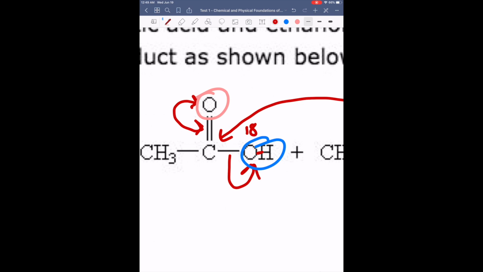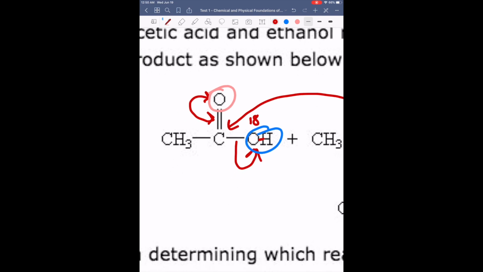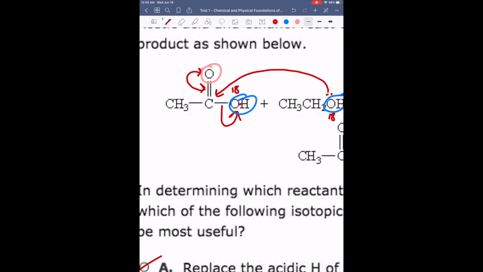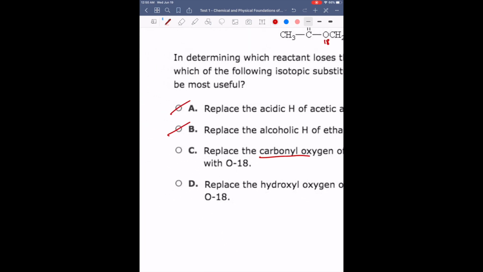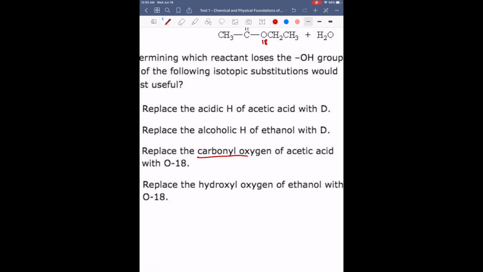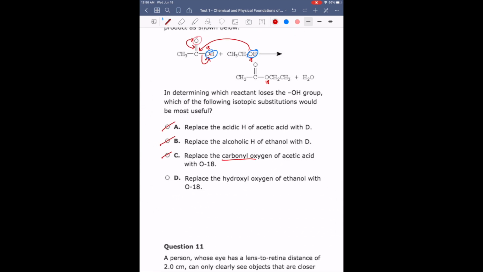If you know the reaction mechanism, you know that this is not the oxygen which is lost. It breaks its double bond, and then immediately the tetrahedral intermediate is going to collapse and the oxygen is going to come back down and form another double bond. So the carbonyl oxygen, we already should know that it's not lost. Therefore, you should replace the hydroxyl oxygen of either the acetic acid or the alcohol. So that's why D is the correct answer, because that is what they propose to do.